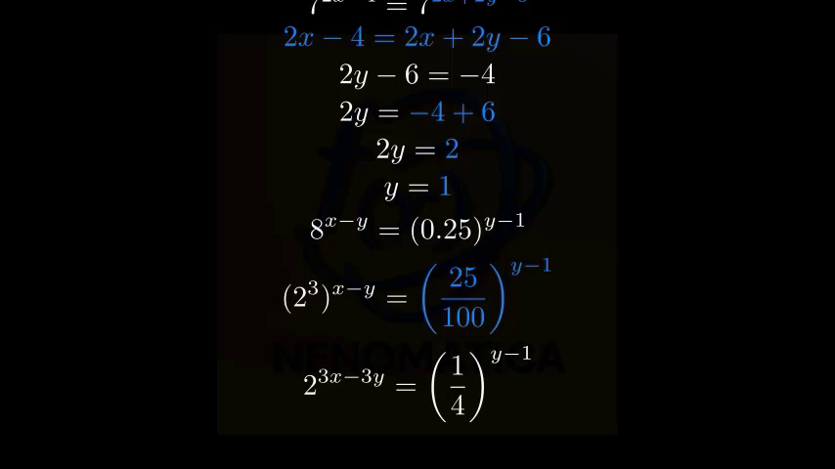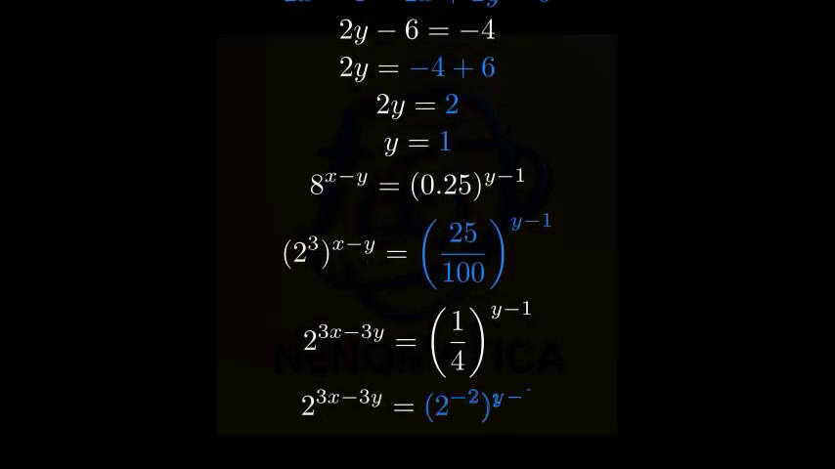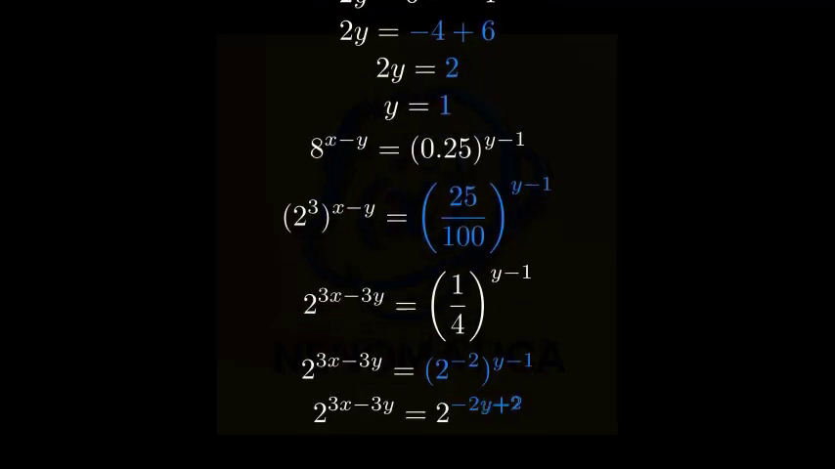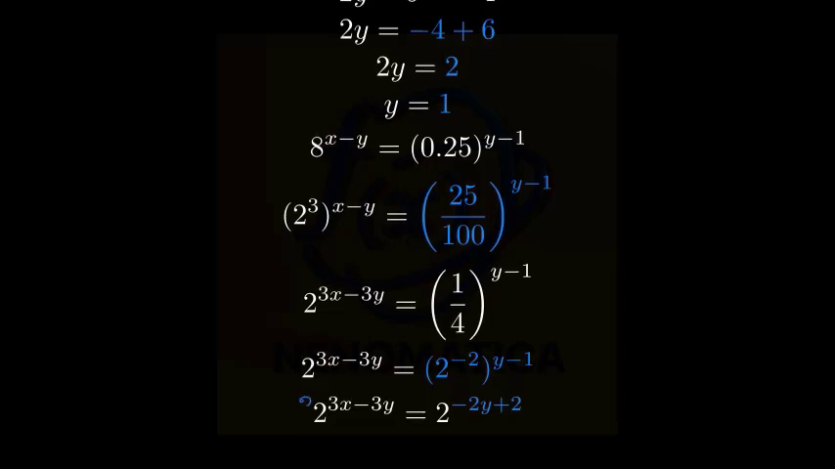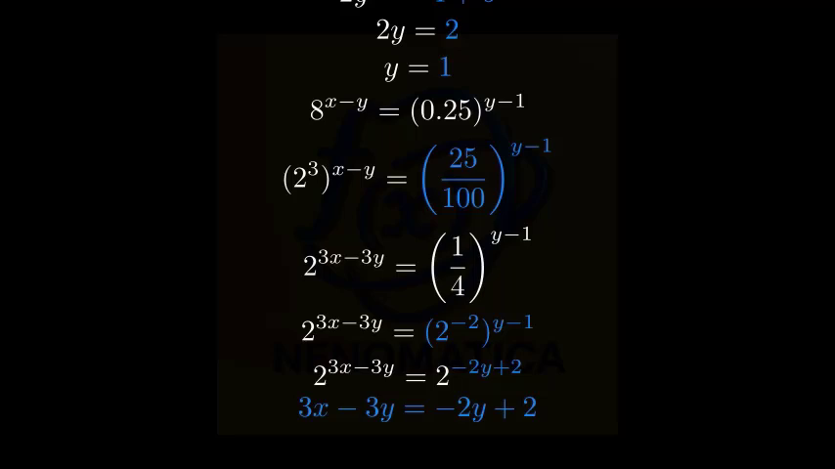For the second part, we can simplify 25 over 100 as 1 over 4. Now, we can rewrite 1 over 4 as 2 to the power of negative 2. Again, using the power rule, this becomes 2 to the power of negative 2 times (y minus 1), which is 2 to the power of negative 2y plus 2. Since both sides have the same base, 2, the exponents must be equal. So we get 3x minus 3y equals negative 2y plus 2.